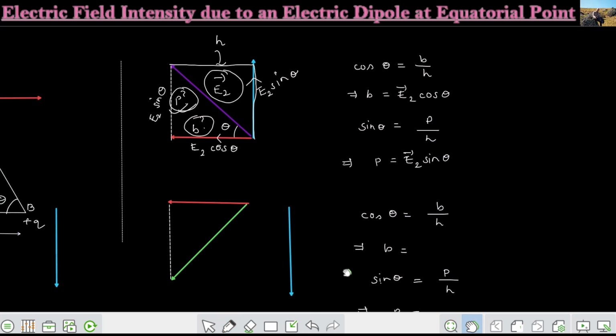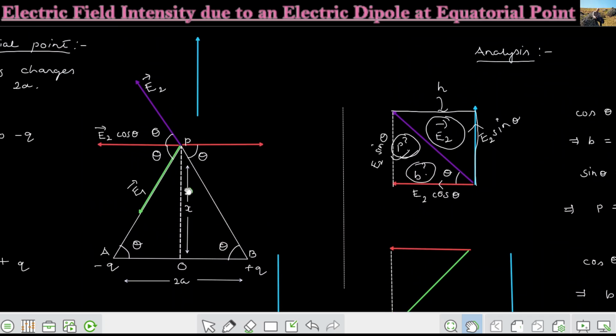Similarly, if you look in the main figure, if E2 cos of theta is in this direction, then this E2 sin of theta will be in the vertical direction. So from here, we will take this vector and write this vector as well. This vector will be E2 sin of theta acting in the upward direction. So we have resolved the components of E2.